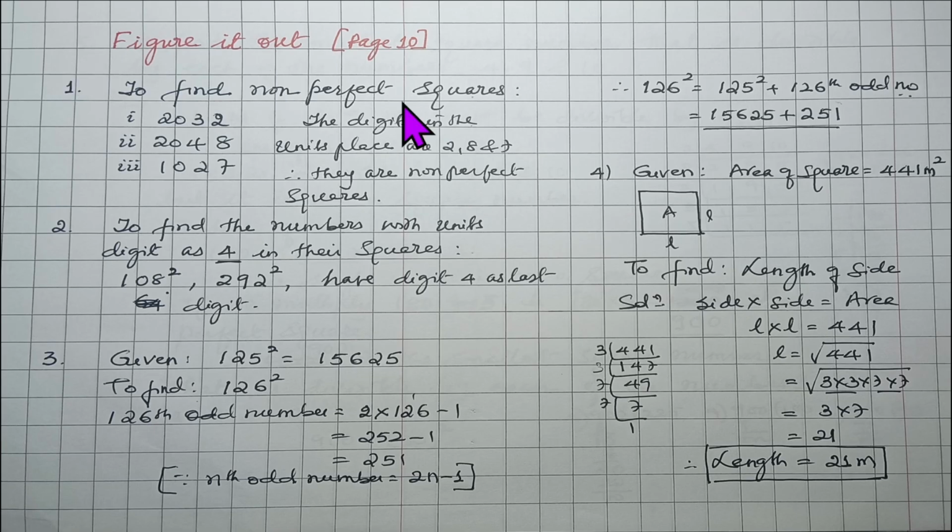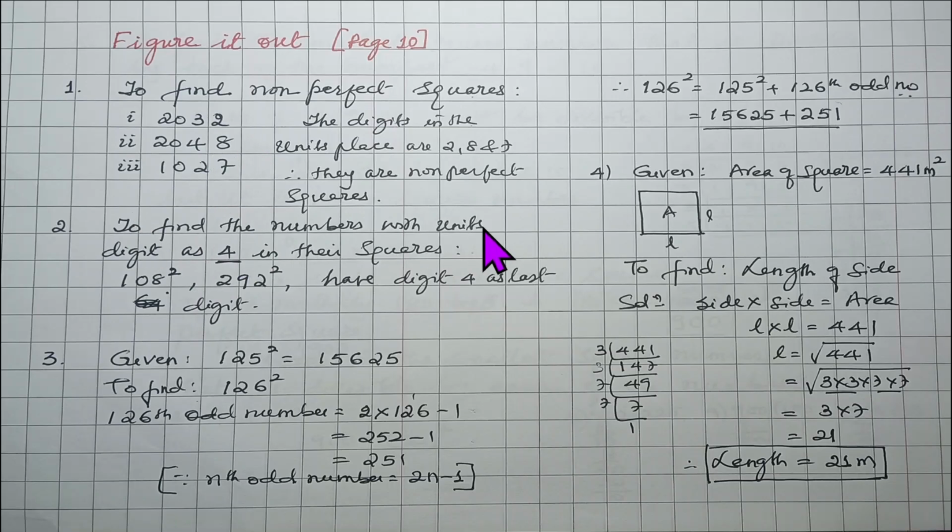Now go to page number 8 of the textbook. We have got many examples in the section Figure it Out. The first example is to find non-perfect squares from the given numbers. Now 2032: the digit in the units place is 2, 8 and 7, therefore 100% they are non-perfect squares. There is no doubt about that at all.